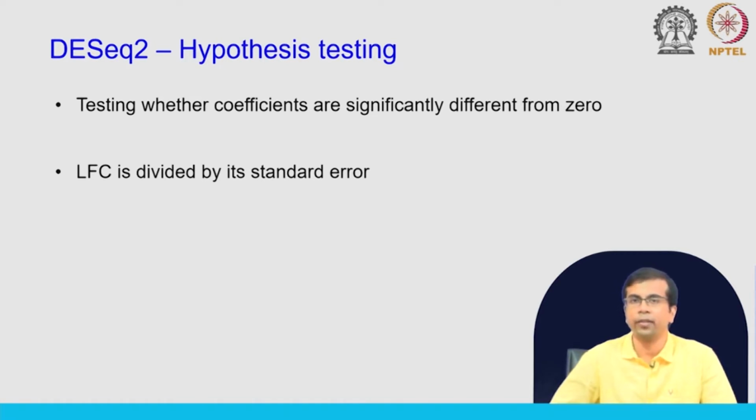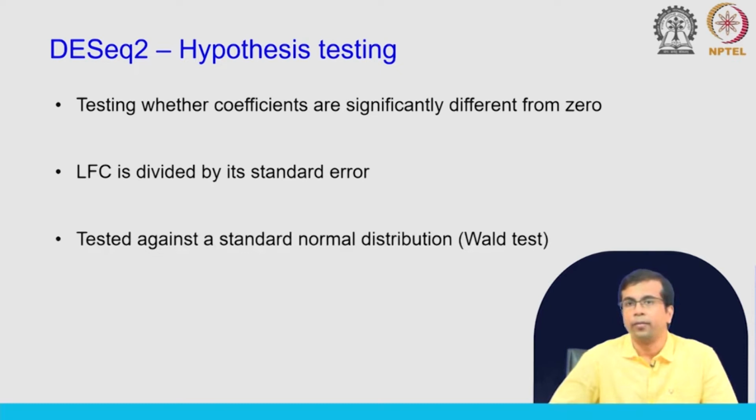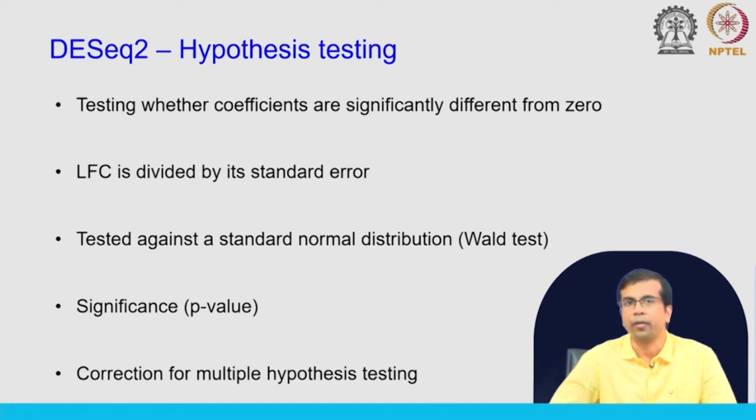To do that, DESeq2 divides these log-fold changes by the standard error, and tests against a standard normal distribution using the Wald test. So, you will get the Wald test statistics and the p-values after hypothesis testing for each gene, and these p-values signify whether we can reject the null hypothesis or not.